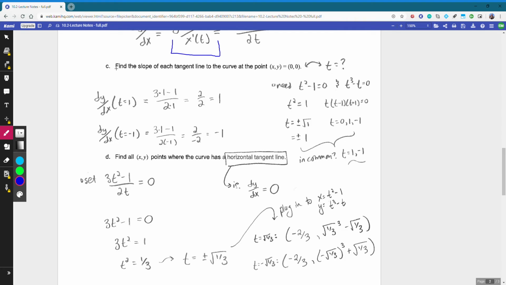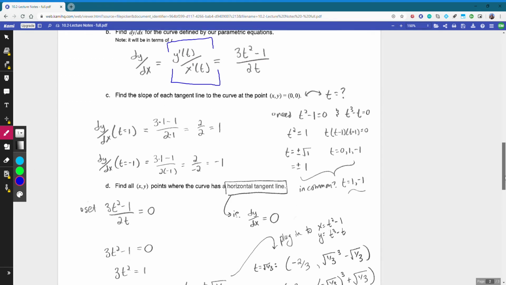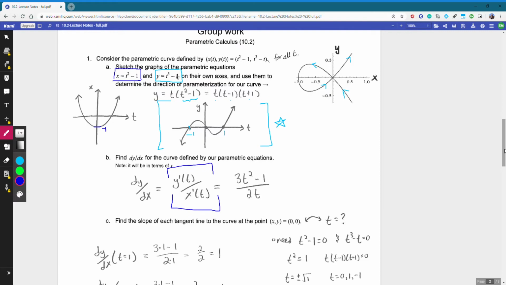All right, so part C here, we're wanting to find the slope of each tangent line to the curve at the point 0, 0. And so here, maybe the phrasing here is a little bit odd. Notice we actually go through the point 0, 0 twice, right? Once at the start and then once again after we move through this loop. And so we actually will have two different tangent lines.